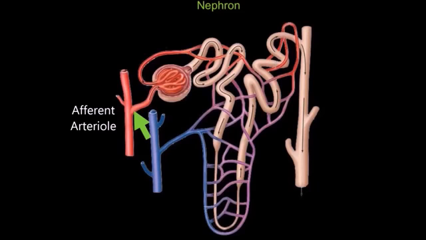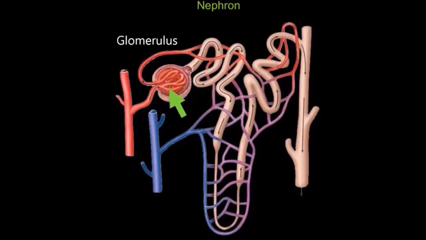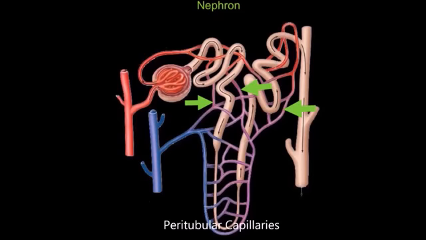Branching from an arteriole is the afferent arteriole, and the afferent arteriole leads into a ball of capillaries called the glomerulus. Exiting the glomerulus is another artery called the efferent arteriole, and the efferent arteriole will give rise to peritubular capillaries. Venules, which merge to form the renal vein, and peritubular capillaries, which surround the tubes of the nephron.